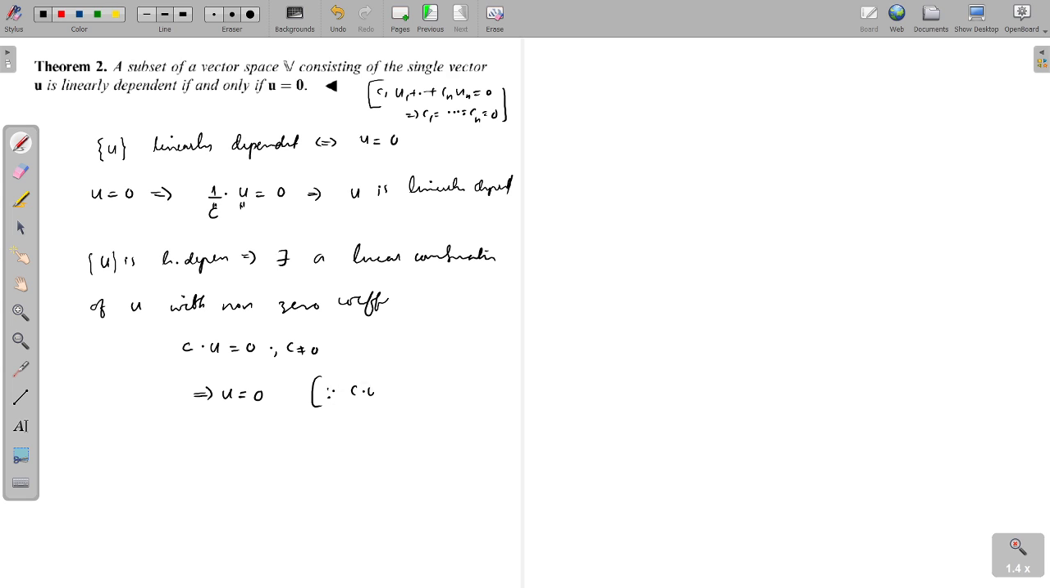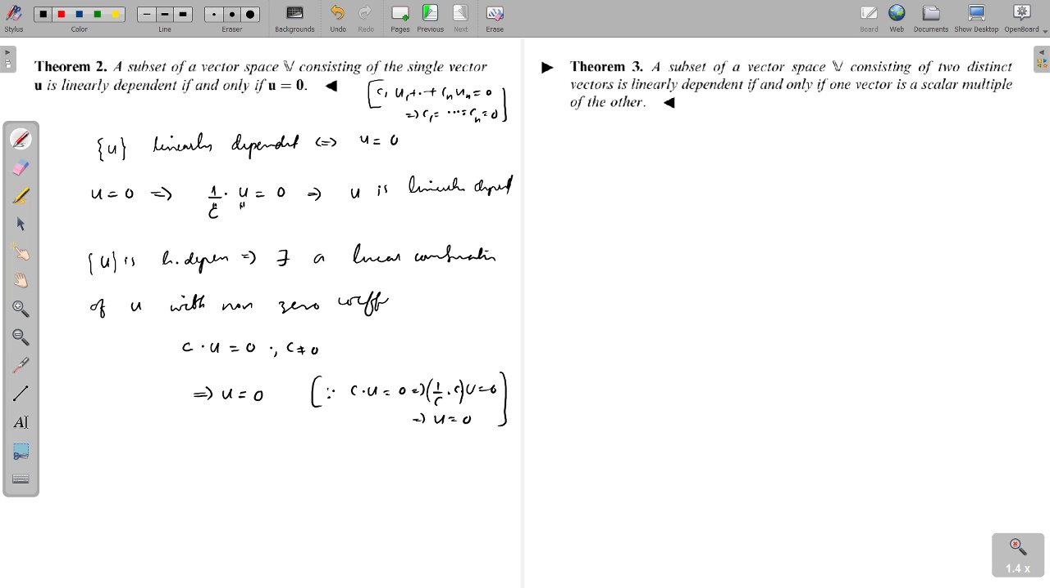Since c times u equals 0, we get 1 by c times c u equals 0. Since c is a non-zero scalar in the field F, there exists an inverse, that is 1 by c. Then 1 by c times c u is equal to 0. By associativity, you get 1 times u equals 0, that is u equals 0. So whenever the single vector set u is linearly dependent, that vector is nothing but 0. This proves theorem 2.